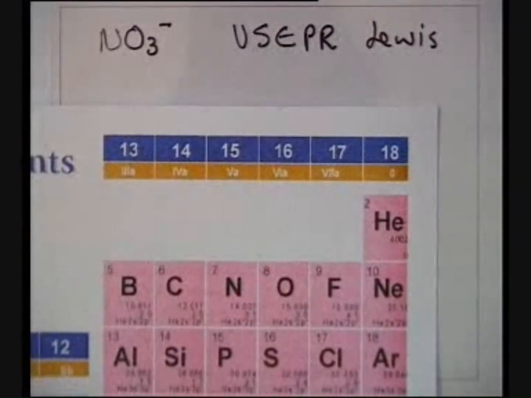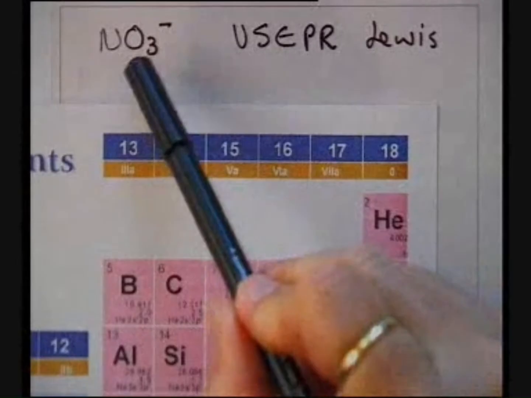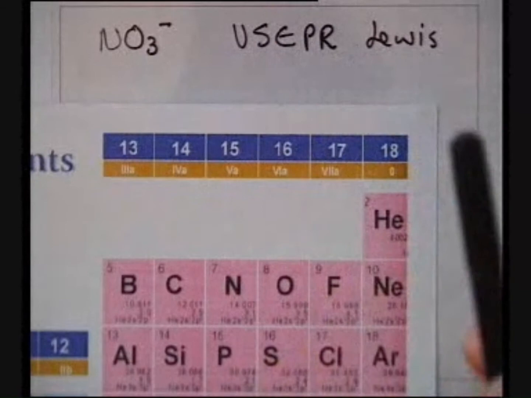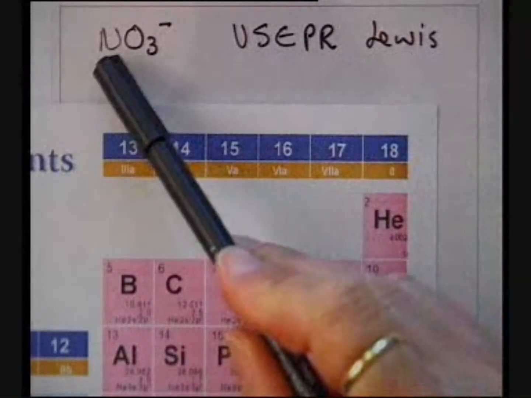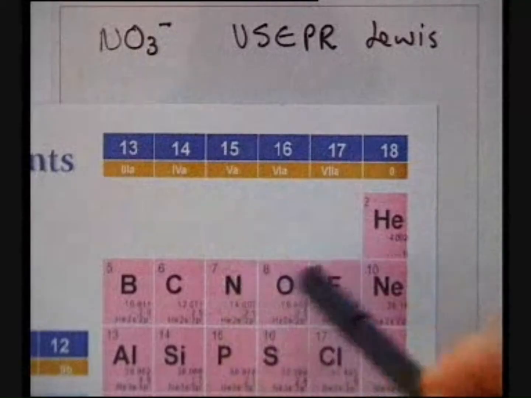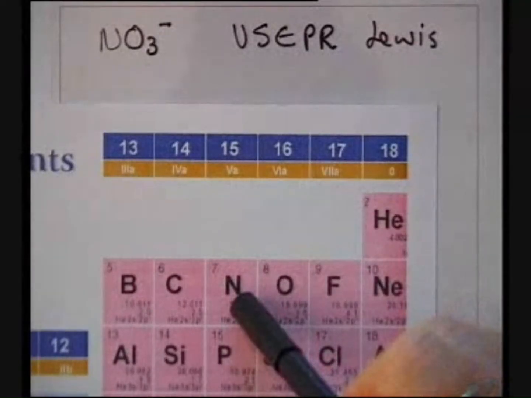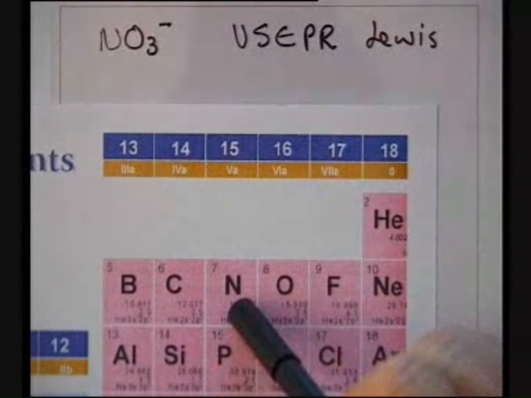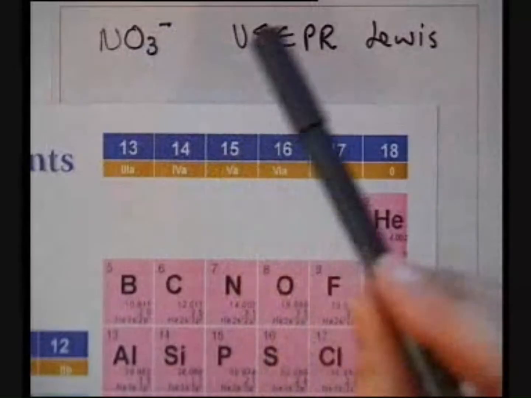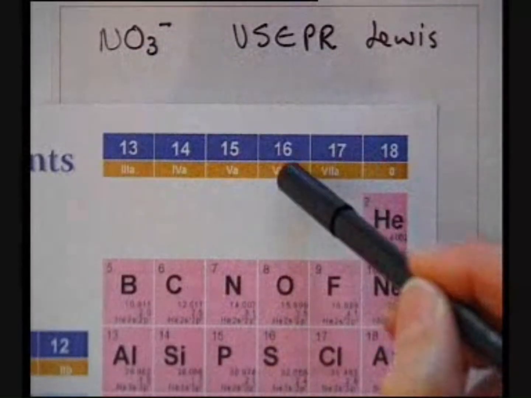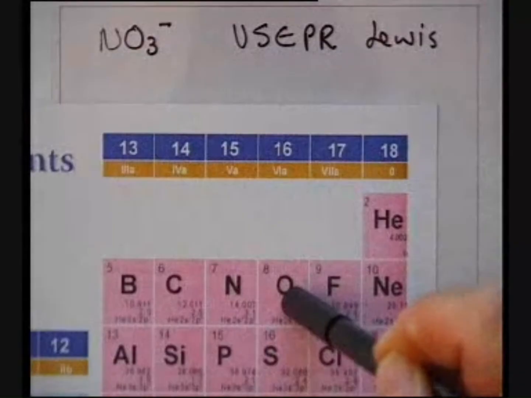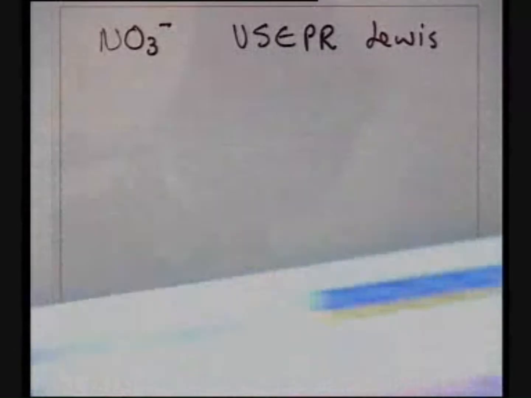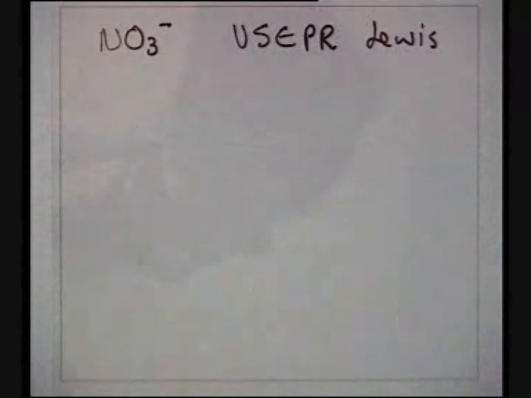The prediction of the molecular geometry of the nitrate ion using the VSEPR theory, valence shell electron pair repulsion theory, and we draw the Lewis structure first. Nitrogen, the central atom, is found in the 5th group and 2nd period of the periodic table. Nitrogen will therefore have 5 valence electrons that can be used in covalent bond formation. Oxygen here, the terminal atom, is found in the 6th group and 2nd period of the periodic table, and will therefore have 6 valence electrons to be used in covalent bond formation.